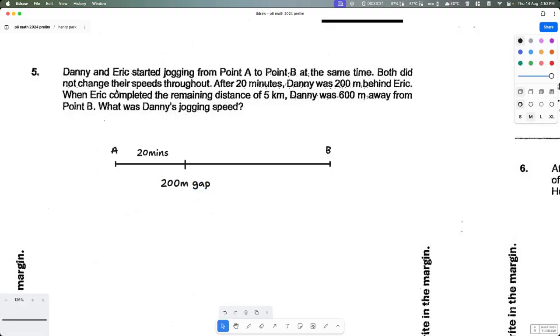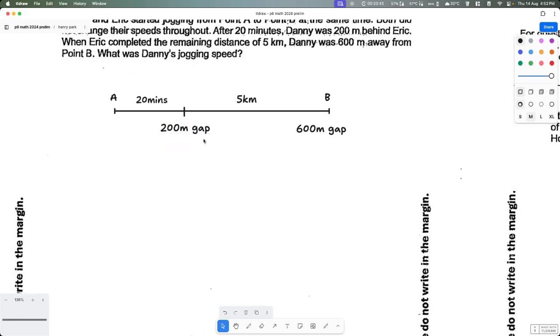Okay, so when Eric completed the remaining distance of 5 kilometers, Danny was 600 meters away from point B. Okay, so in essence, it is also 600-meter gap, something like this. So what was Danny's jogging speed? Okay, so first thing is that from 200-meter gap to 600-meter gap, the difference is in a way we have 400-meter gap difference.